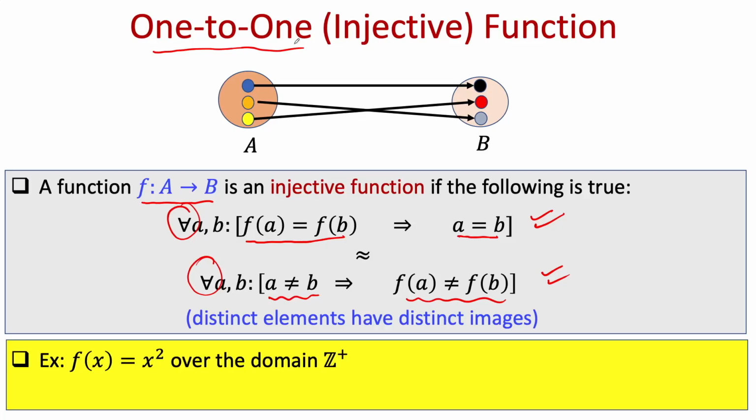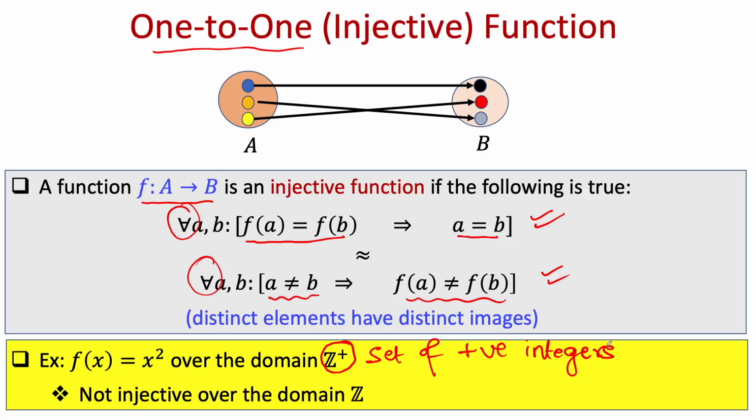So if I consider the function f of x defined to be f of x equal to x square over the set of positive integers, so this set is the set of positive integers, then what do you think? Is this function a one-to-one function? Well, it is not an injective or one-to-one function over the set of entire integers.